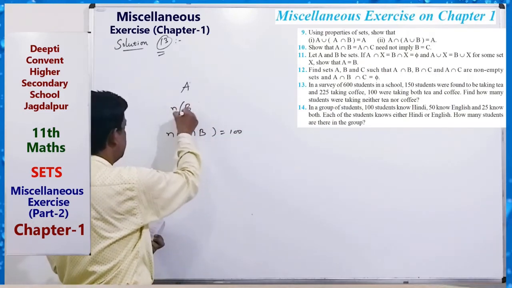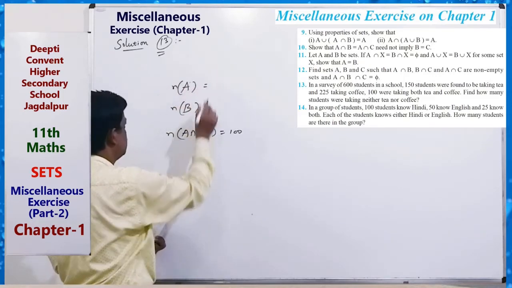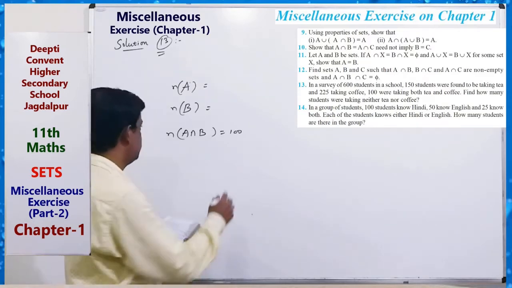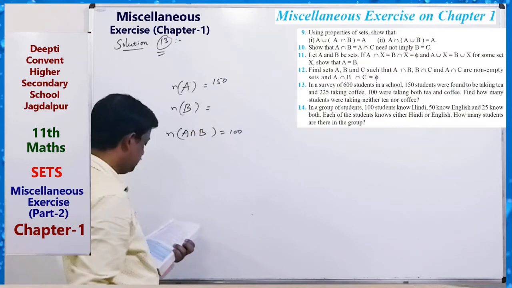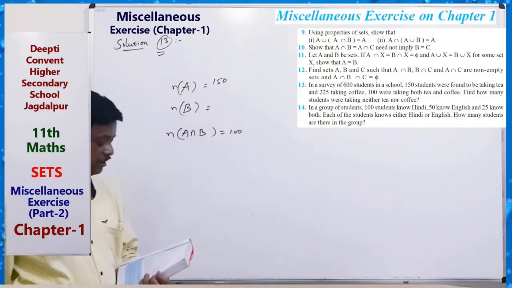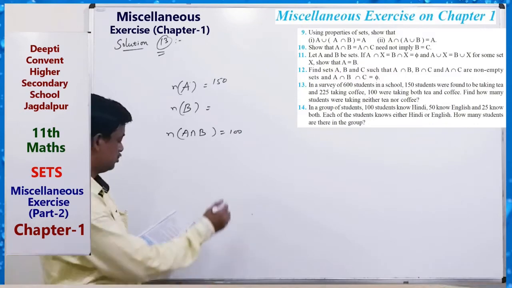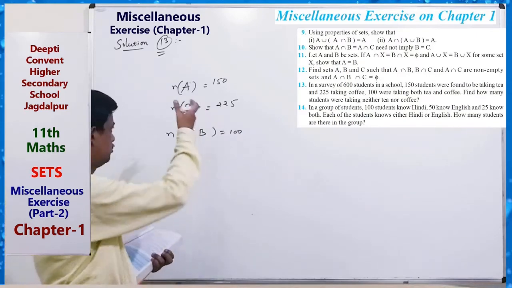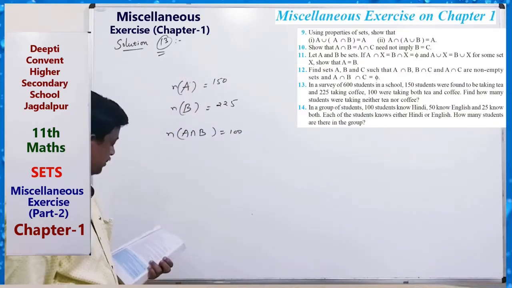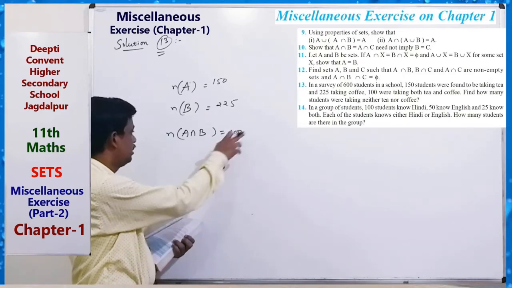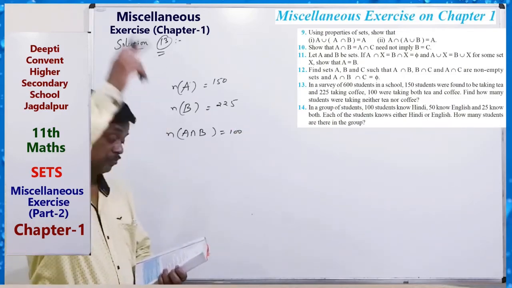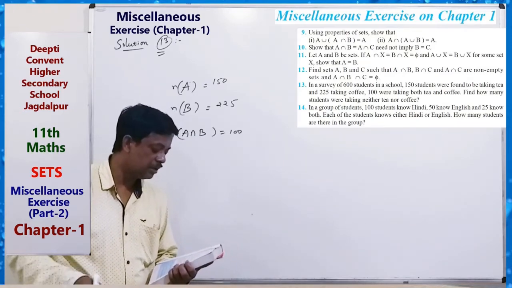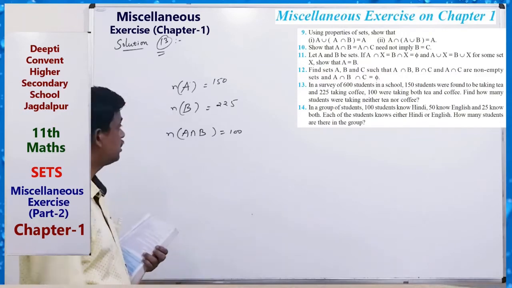So the number of elements: set A of students who like tea is 150. And set B, coffee, is 225. And both, A intersection B, is 100, in a survey of 600 students. Okay. How many students were taking neither tea nor coffee?